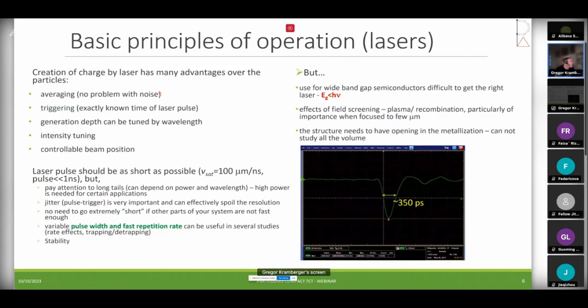The other thing is you can trigger it, so you know exactly when the laser pulse comes, so you know exactly when to look at your signal. You can use different wavelengths of laser, and that means different penetration depth in your device, in this case silicon. You can tune the intensity basically from a few photons to a huge amount of electron hole pairs, so large deposited energy. And you can, to some extent, even in the compact TCT, control the beam position.